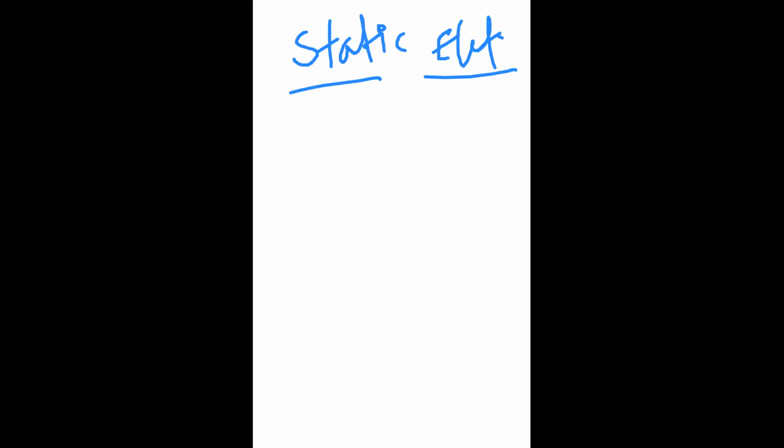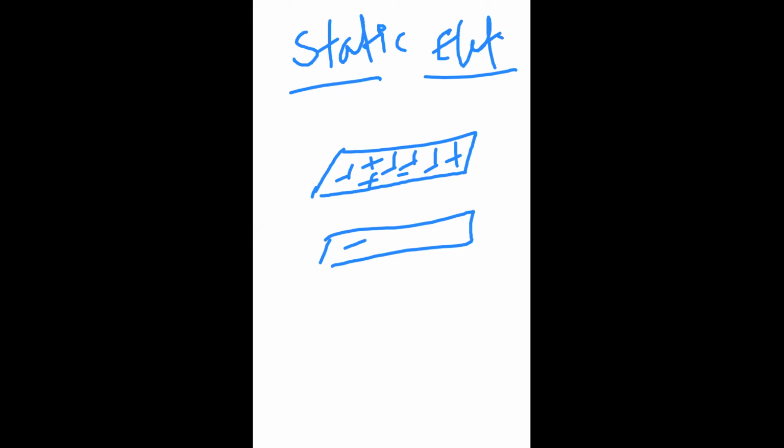Please remember, by some means you are creating a positive charge on a surface. Similarly, on another surface there are negative charges. But these charges cannot move. They are stationary. Now what will happen between these two charges?